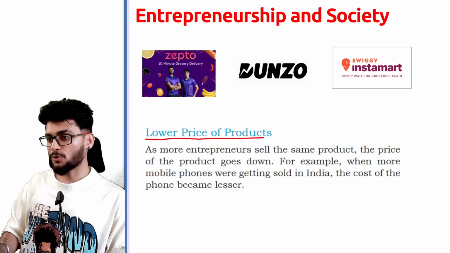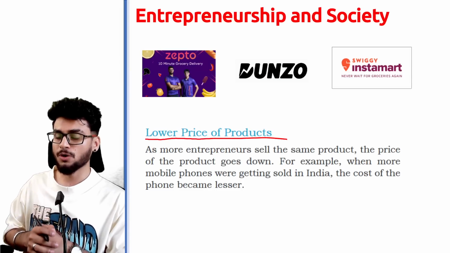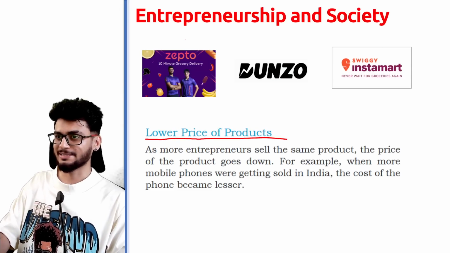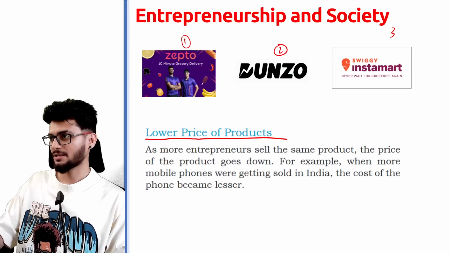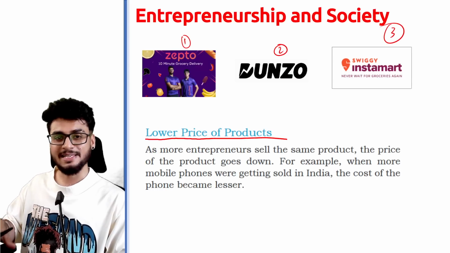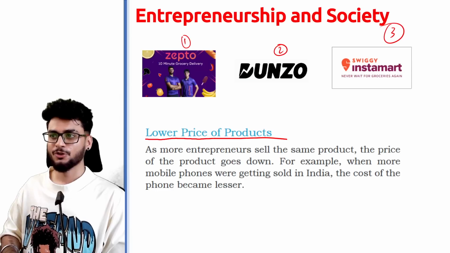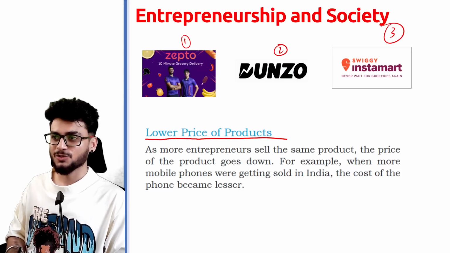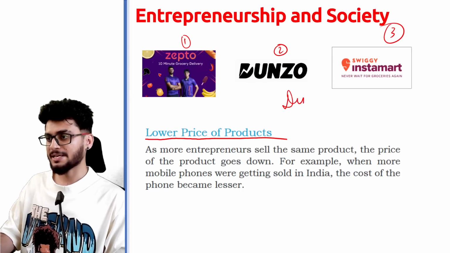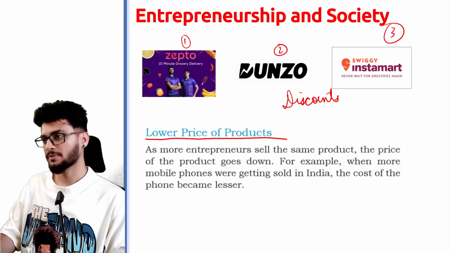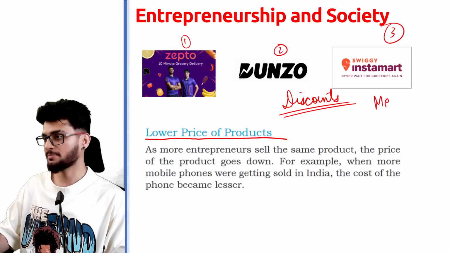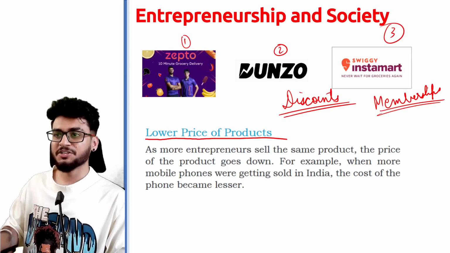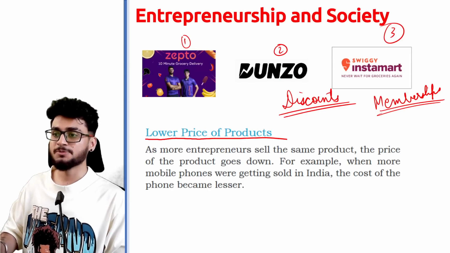Also, one more important point is that this lowers the prices of products. How does it do it? We know these three startups are working in the same field. They're delivering items to you. So how does a customer choose whether to go with Dunzo, Zepto or Swiggy Instamart? For this purpose, you will always see heavy discounts from them, or if you look at memberships, you get a lot of benefits. So all this competition between these startups helps lower the price of products.